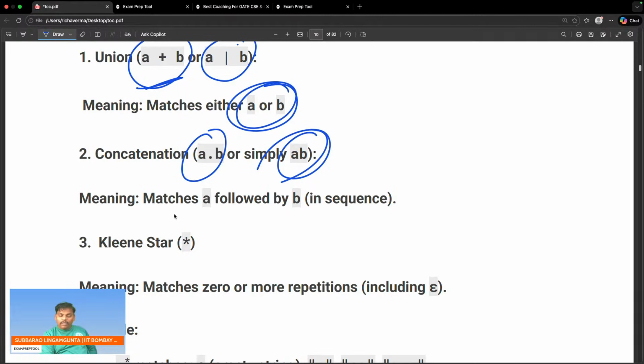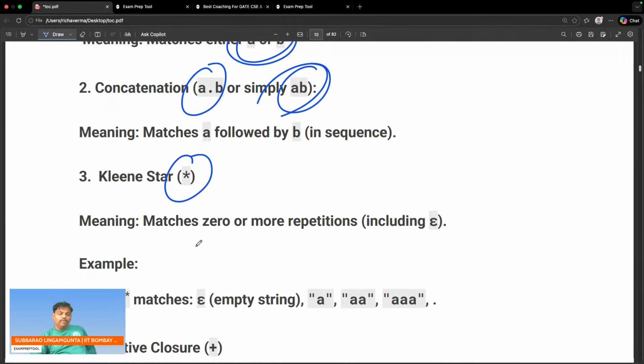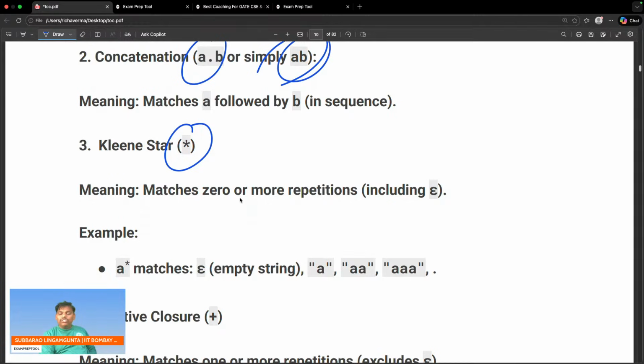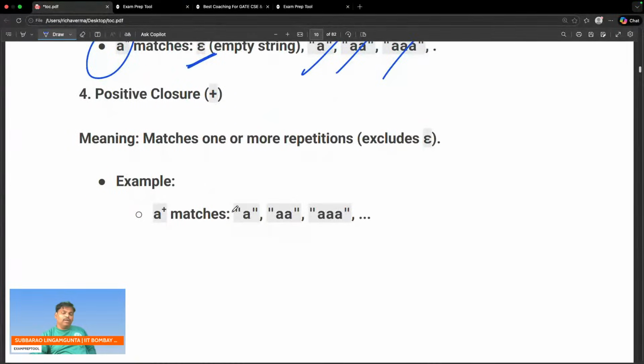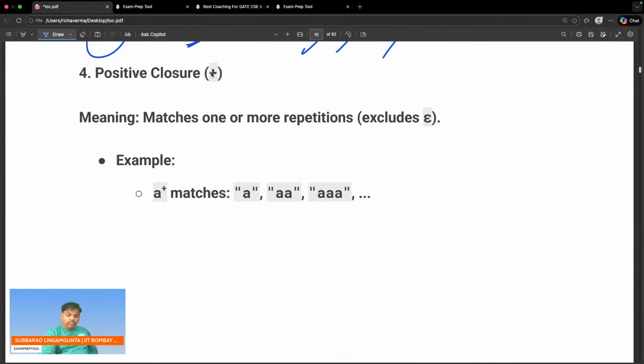Next one is Kleene closure, the star operator. What is the meaning of star? Matching zero or more repetitions, including epsilon. A star means epsilon, one a, two a's, three a's. This is a revision. Next one, positive closure, excluding epsilon: one a, two a's, three a's. Epsilon is not there.